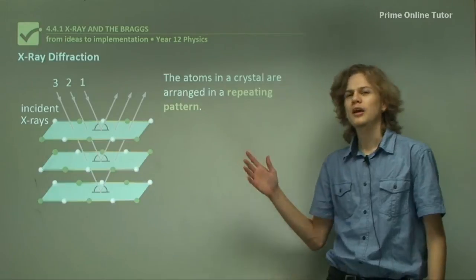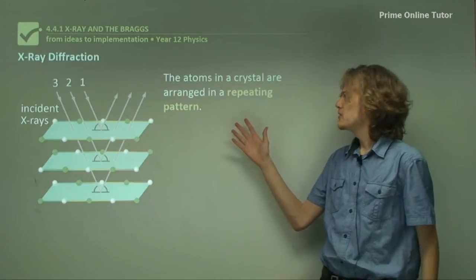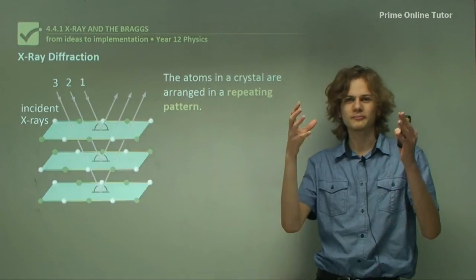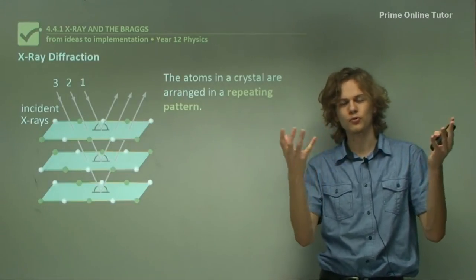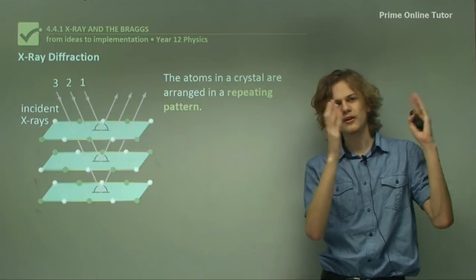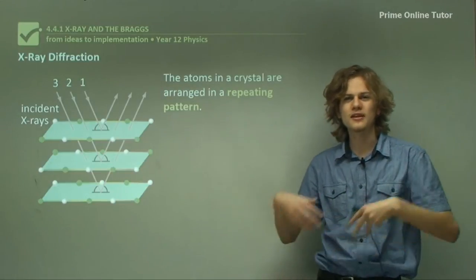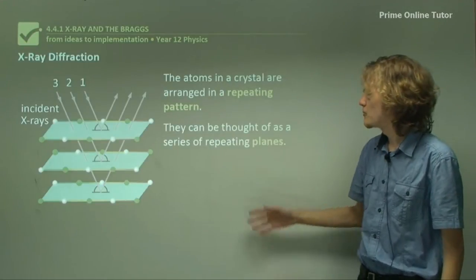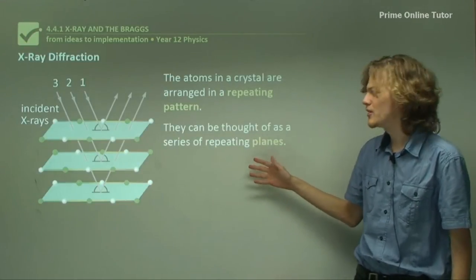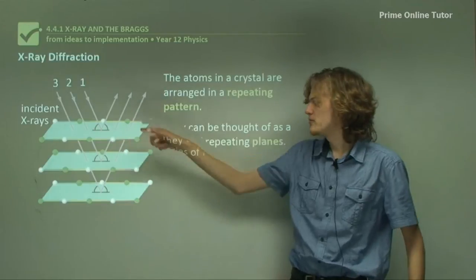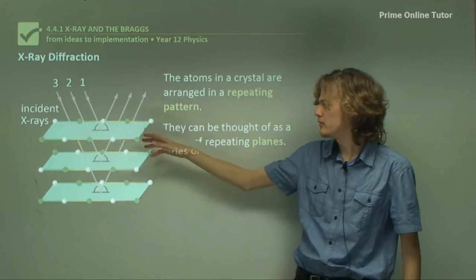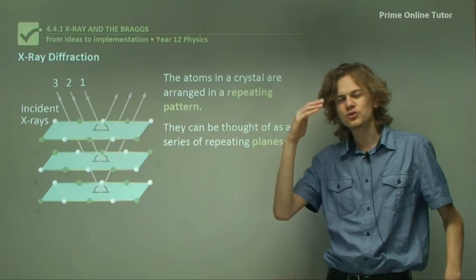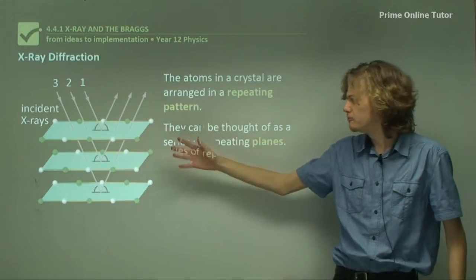So, as it turns out, the atoms in a crystal are arranged in a repeating pattern. It makes sense, right? Because if you have a solid, then you would expect, for a crystal at least, for there to be some sort of repeating pattern inside, which means that you get this sort of crystalline effect. So they can be thought of as a series of repeating planes, as we can see over here. So we've got a whole bunch of atoms represented by these little white and green dots, and if we connect them, we can sort of get the layers of the crystal going down.